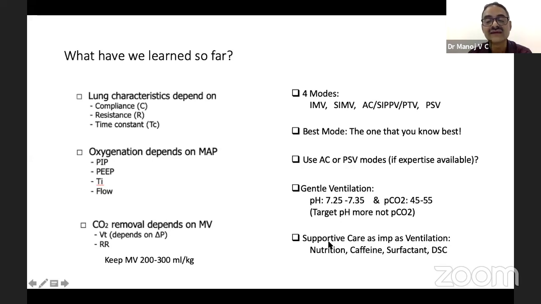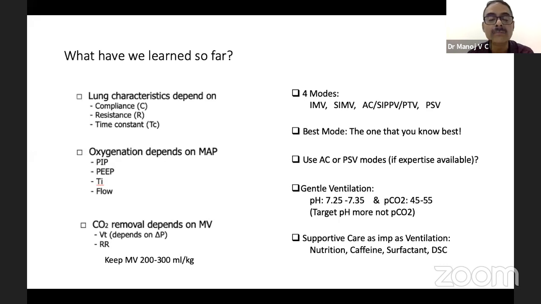And we also said that supportive care is as important as ventilation when you ventilate a baby, and four pillars of support are nutrition, and then caffeine and surfactant for preterm babies, and of course the developmentally supportive care, which includes all the aspects like, suppose you are on non-invasive ventilation, it includes your KMC, the use of breast milk, DBF, and so on and so forth. So all these are important if you want to get the benefit.